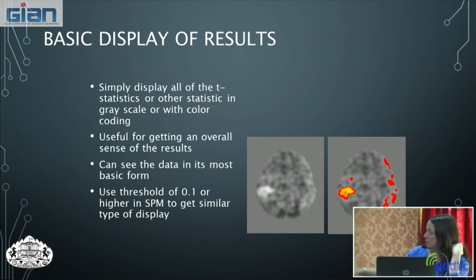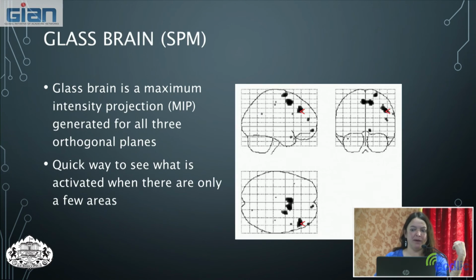Also, there looks like a lot on the border, so that looks like it could possibly be some motion artifact in our data. It's hard to know without actually looking at our motion estimates. So anyways, we use this to get a basic idea of where we're seeing activation in our brain maps.